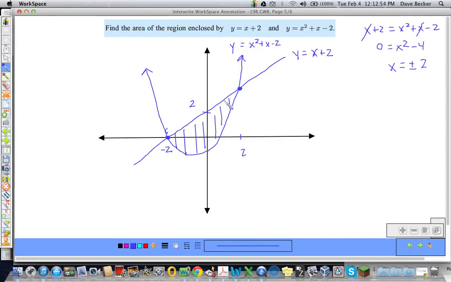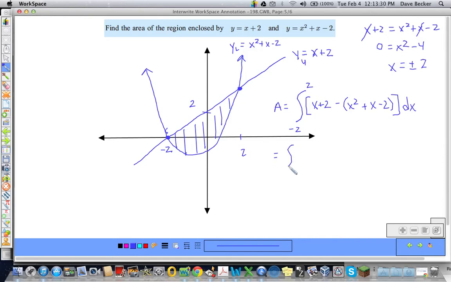Well, which is the upper curve? It's this one, x plus 2, because it is the curve on top. And this is the curve that bounds the bottom of the region here. So the area is going to be equal to the integral of the upper curve, x plus 2, minus the lower curve, x squared plus x minus 2, dx. And the bounds are where the curves intersect, from -2 to 2.